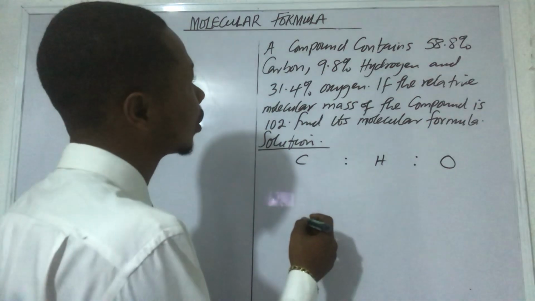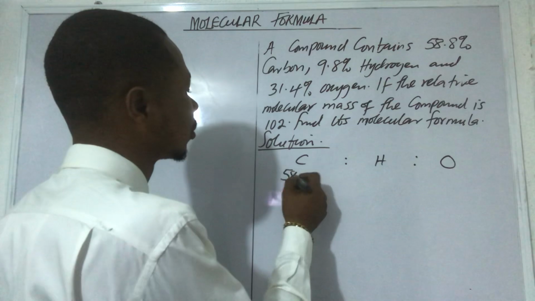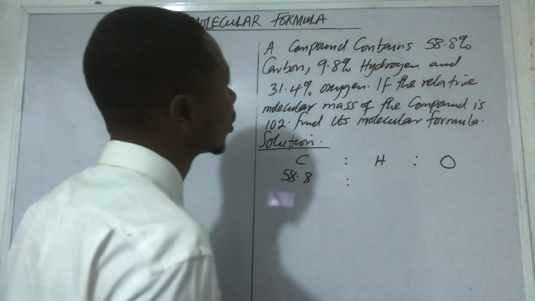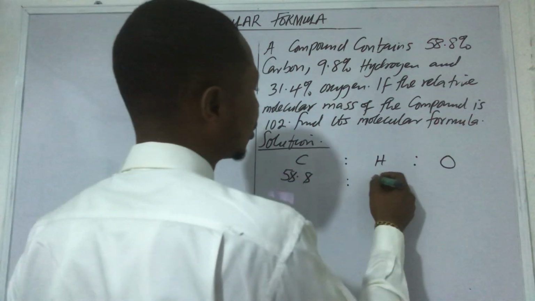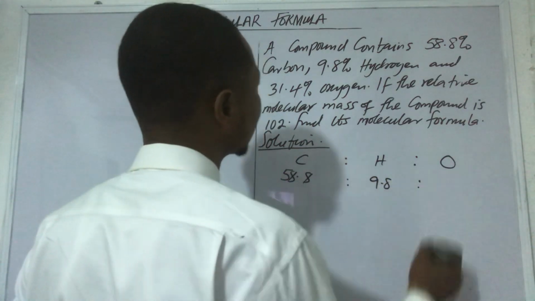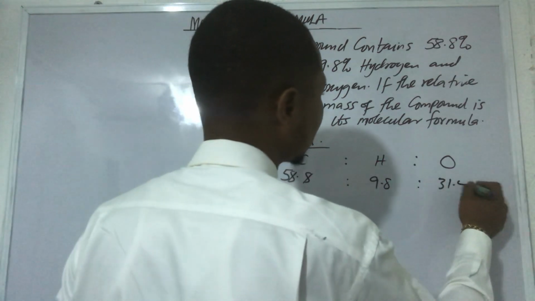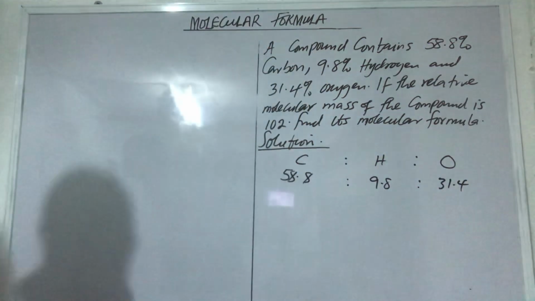You have carbon, 58.8%, hydrogen, 9.8%, and oxygen, 31.4%.